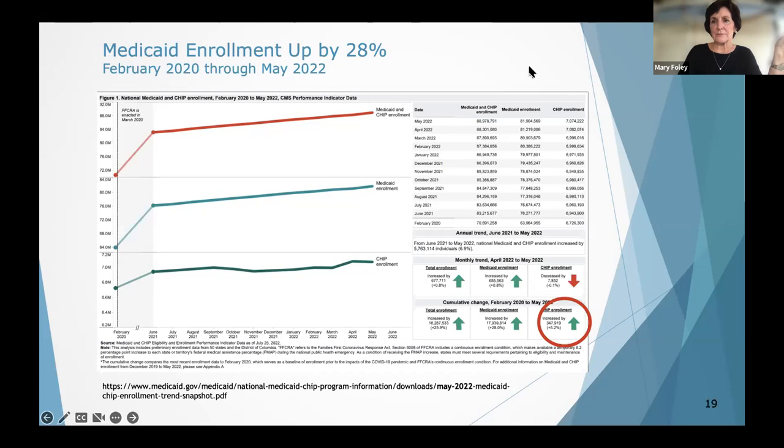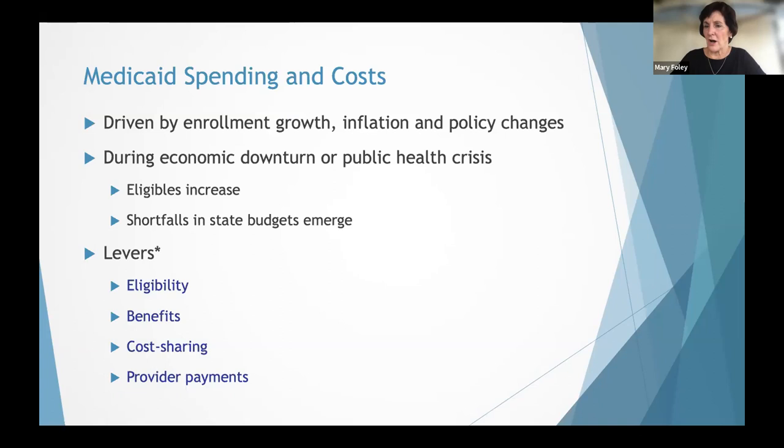So let's talk a little bit about spending and how to contain costs, because we talk about that when we talk about how a state can administer a program, get the services, advance this notion of equity that we're talking about. How are we going to do that, right? We have to balance our budget. Well, Medicaid spending and costs are driven by enrollment, what we talked about, right? By inflation, by policy changes, by events, crises that happen like we just saw. And so what are the levers? How can states manage these costs? Well, there's four basic levers.